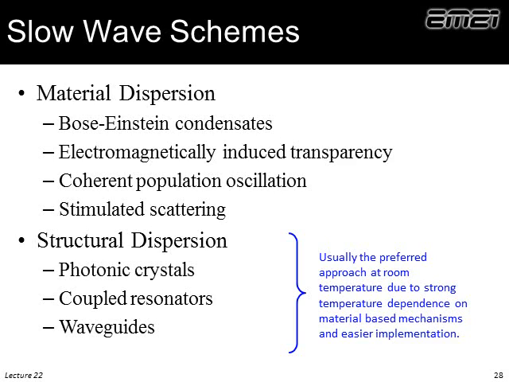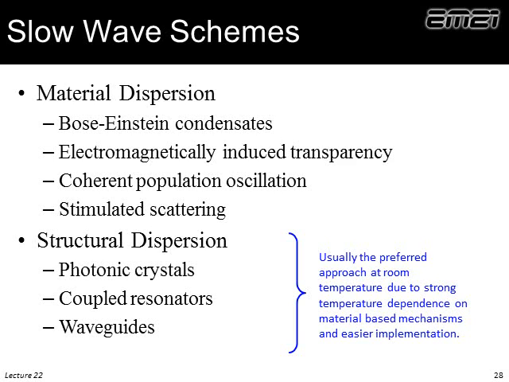So we mentioned before, there's 2 broad categories for slowing waves. We can choose materials who, at the atomic scale, is somehow producing the dispersion that we want. So I'll call that material dispersion-based slow wave devices. And then there's also the structural dispersion: photonic crystals, waveguides, Bragg gratings, coupled resonators, that sort of thing.